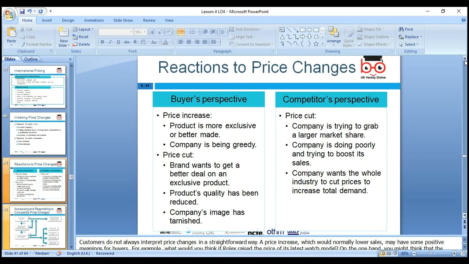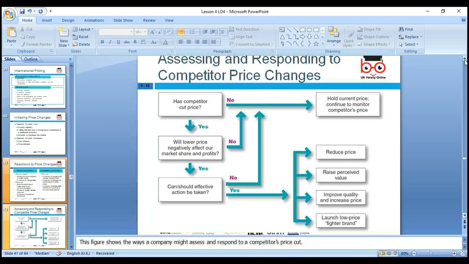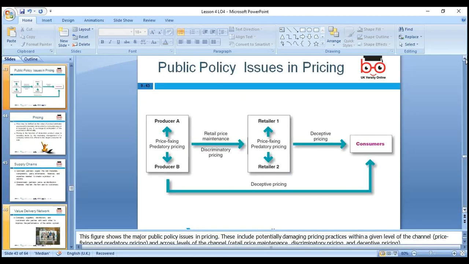Your demand will drop, or the customer will still buy. Assessing and some recommendations we can go through, and we can ask some questions. Can we reduce the price or not? Public policies and pricing produce price fixing. We can't really fix the price, which is illegal.